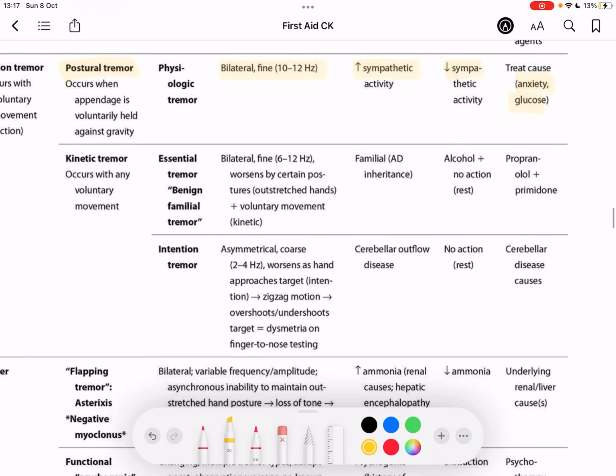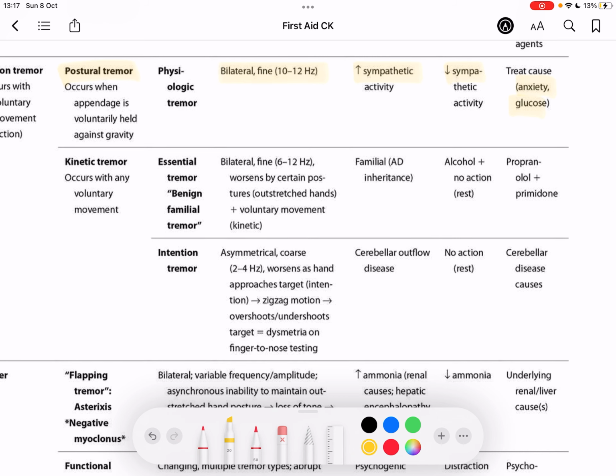The kinetic tremors, unlike postural tremors, these are actually occurring with any voluntary movement, okay? So not just lifting up against gravity, but actually doing voluntary movement. We have two different types. We have the essential tremor and the intention tremor. The essential tremor is, again, a fairly fine tremor. It's about 6 to 12 hertz.